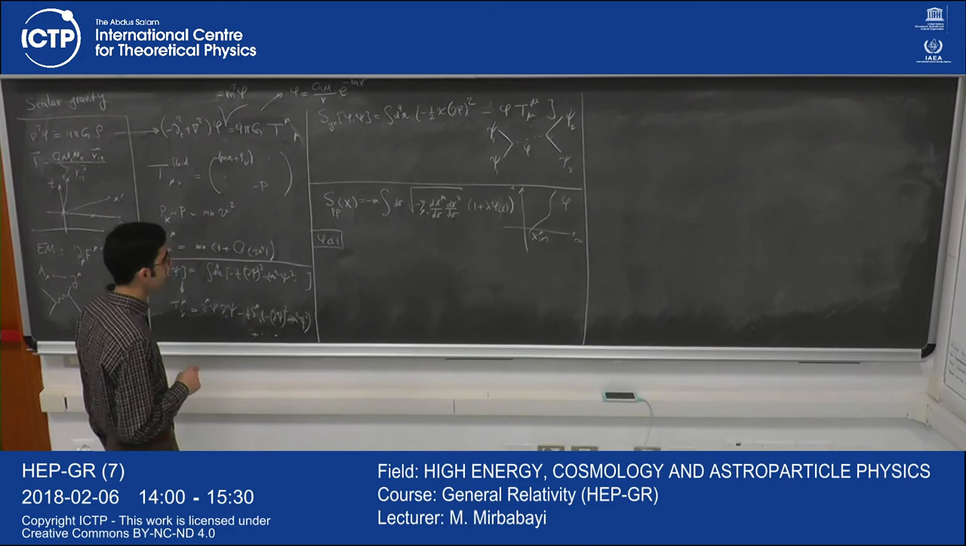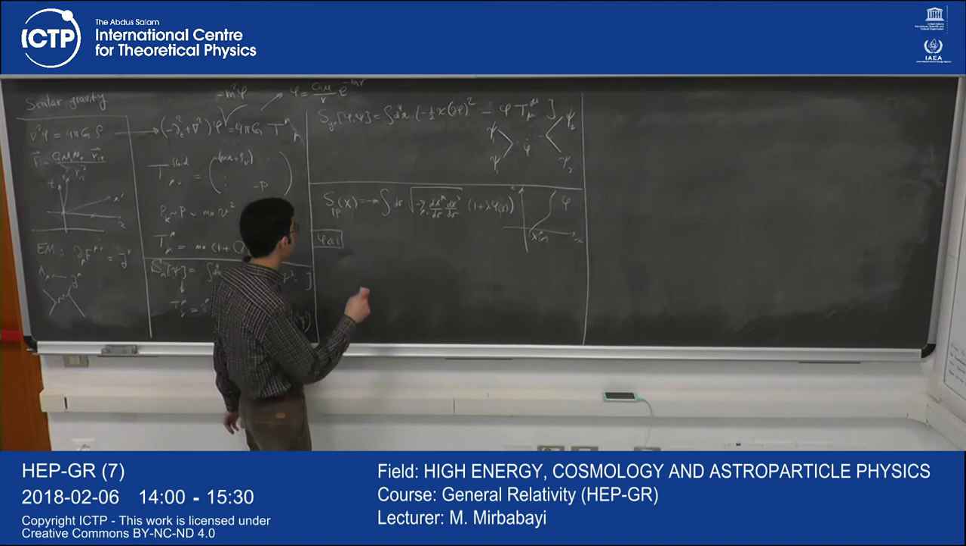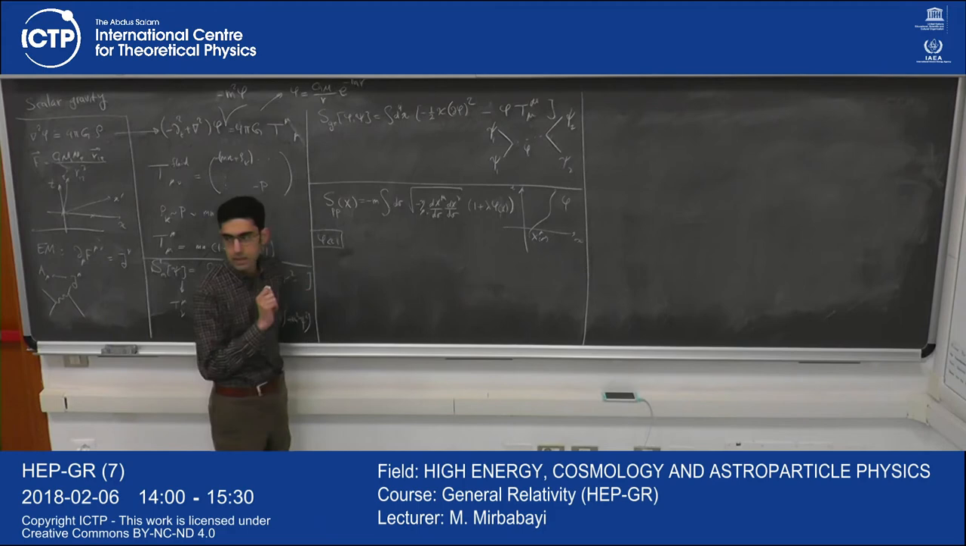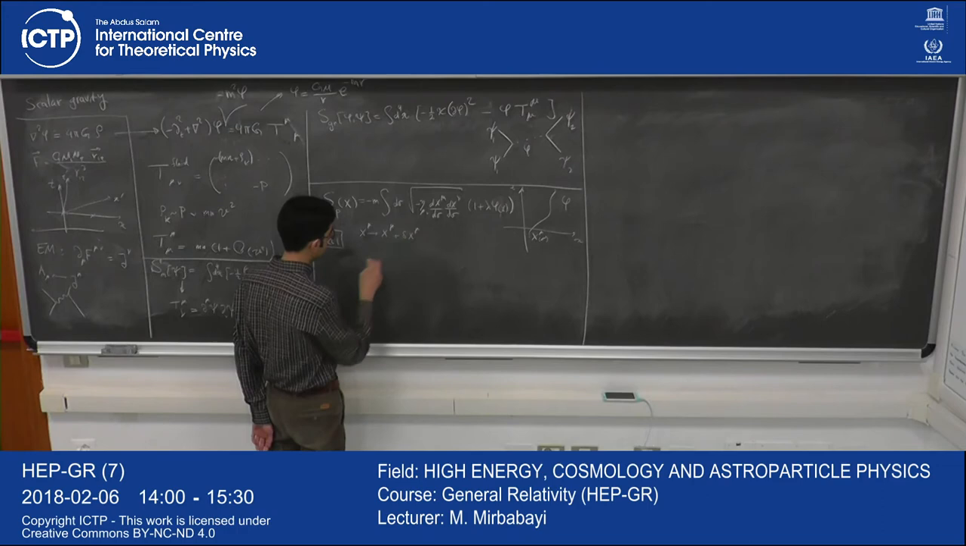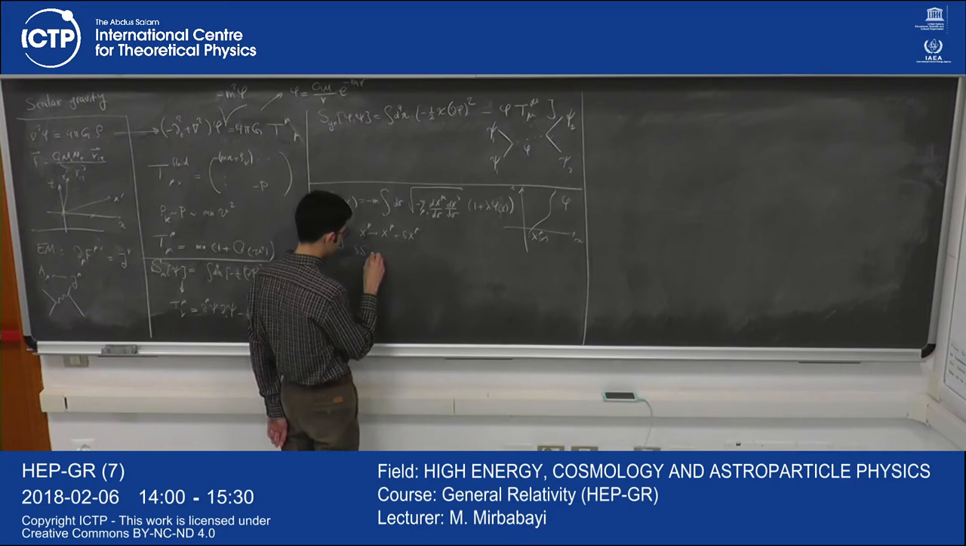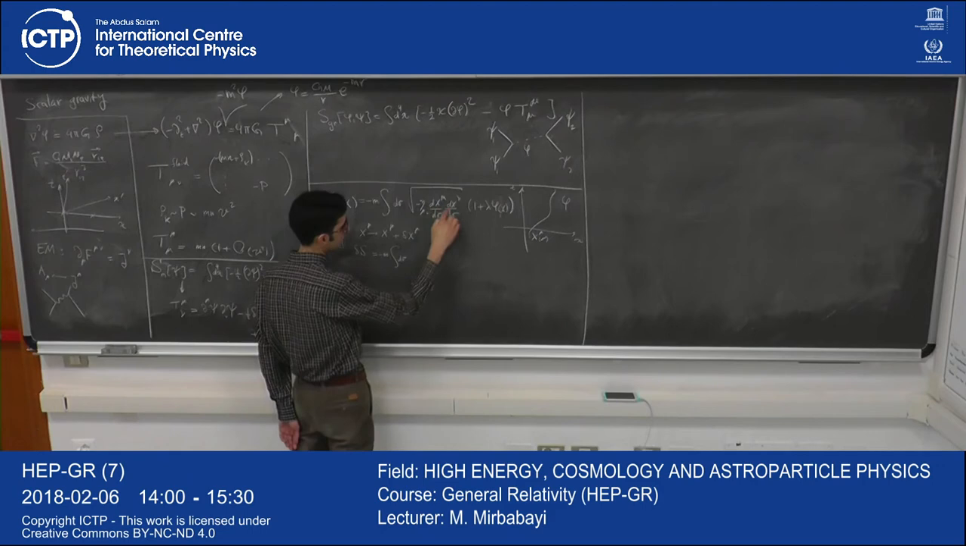So yeah, we want to do the variation of this action with respect to x, and then take the non-relativistic limit. So we send x^mu to x^mu plus delta x^mu, and we want to ask what is the change of the action. So delta S is going to be equal to minus m. There is delta x that comes from here. These are the usual terms that we had before, even in the absence of phi.